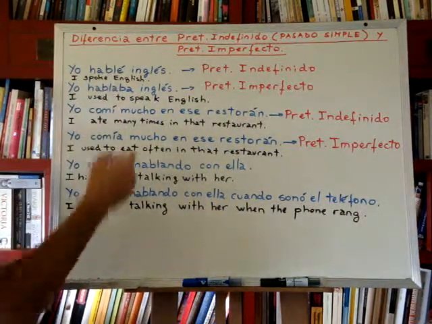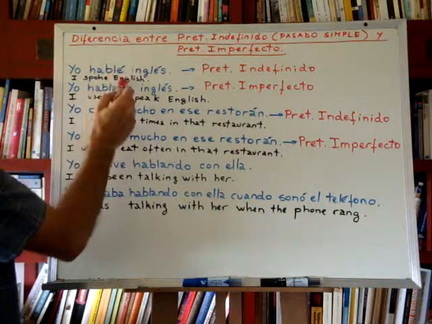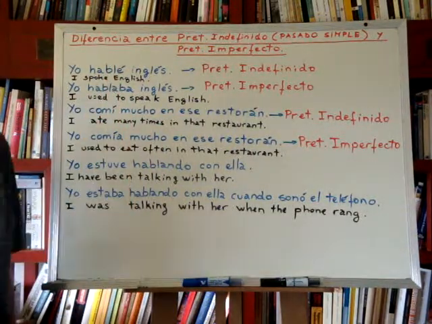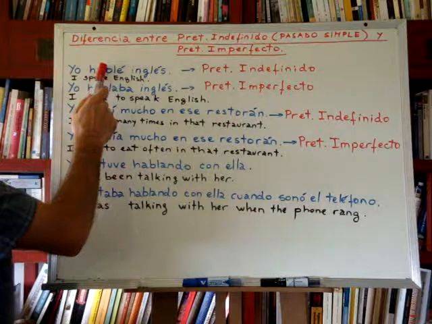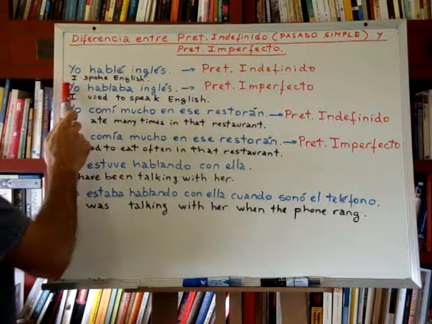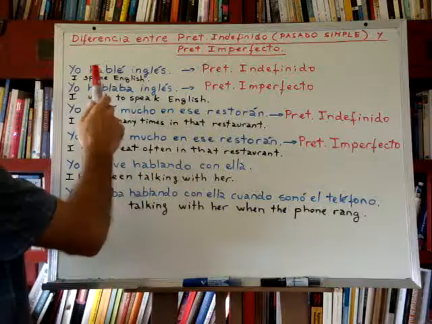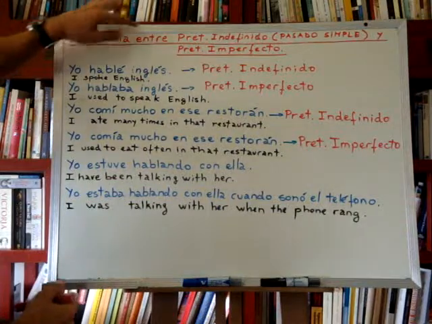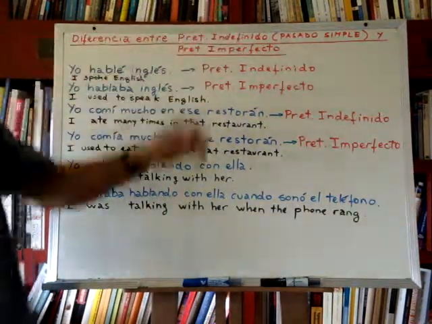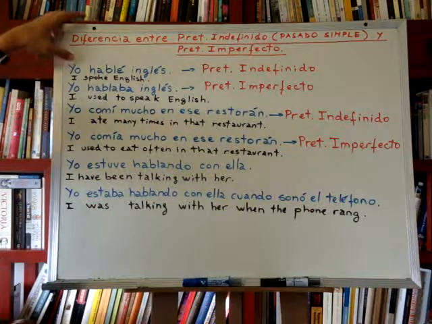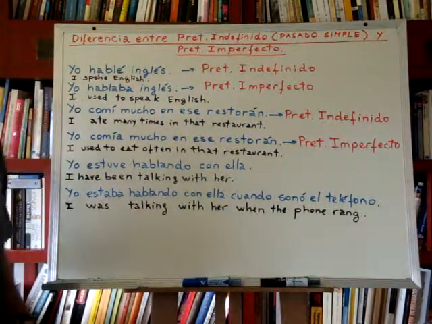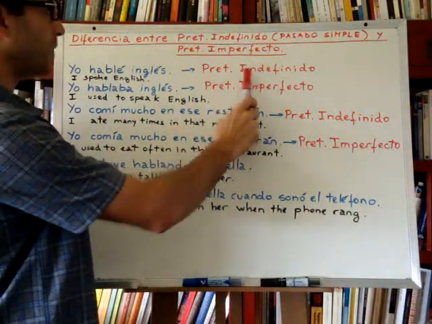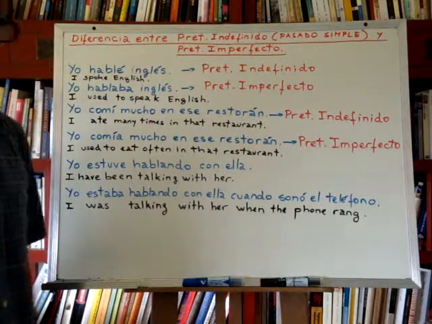Look, hablé, here we are conjugating hablé and hablaba. Both of these in English would be simple past, okay? Actually, this would be I spoke and this would be I spoke, right? But here I want to give you the meaning for you to see the difference between using pretérito indefinido and pretérito imperfecto. So, yo hablé inglés. This means I spoke English. This is pretérito indefinido or pasado simple, right?